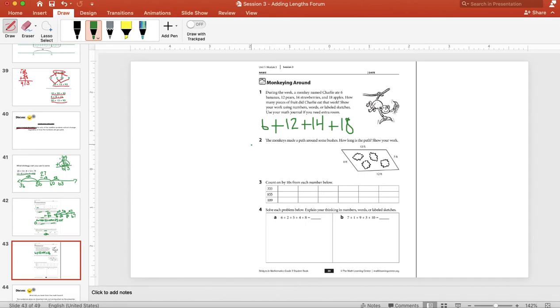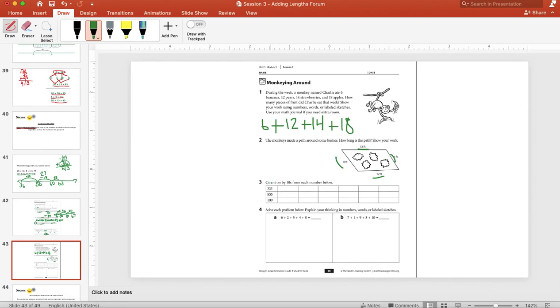Okay? Number 2, the monkeys made a path around some bushes. How long is the path? So on this one, you're going to want to add 13 plus 7 plus 12 plus 8. So group your numbers again. Okay, that is very important.